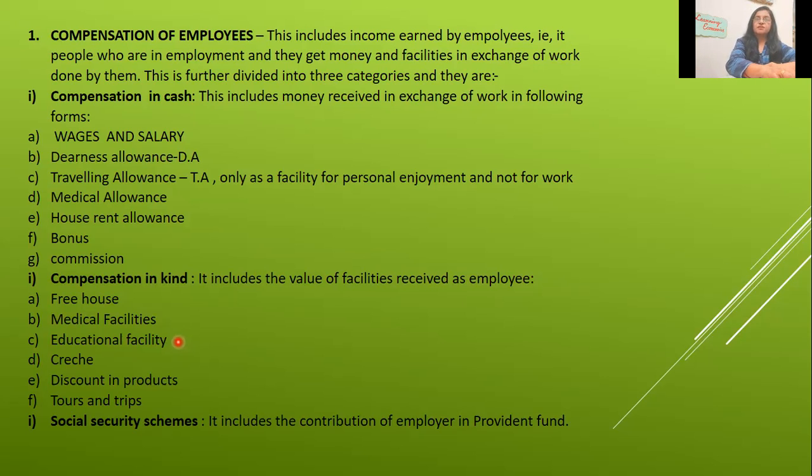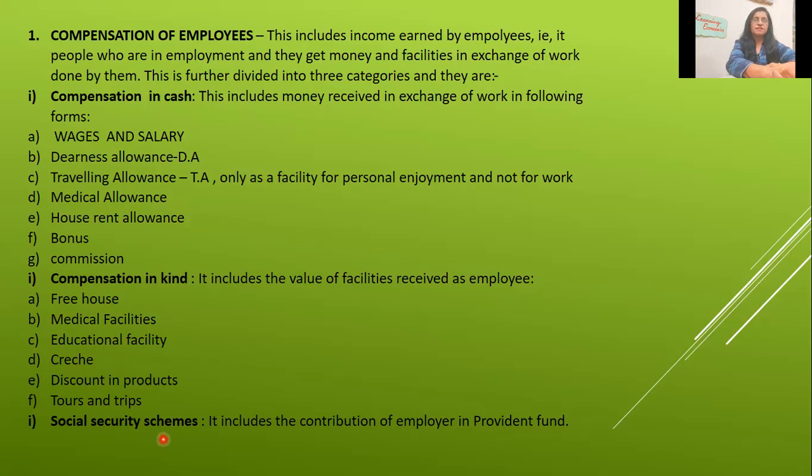Then there is educational facility also, where their kids get educational facility. Then crèche: most of the women are working and they have kids, so for their kids they get a crèche facility. Discount on products: suppose I am working in the Tata group of companies, then whatever products the Tata group is producing, it will provide me some staff discount. Then tours and trips. They also organize tours and trips for the employees. And then the last is the social security scheme.